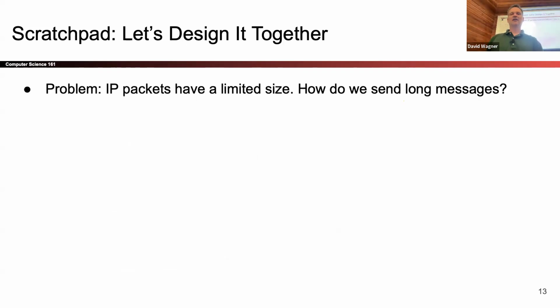So I suggest we figure out together how you might design a protocol like TCP to solve some of these shortcomings of IP. The first shortcoming is that IP packets are limited in size. They can only be a maximum of, 1,500 bytes would be a typical length. Can't send any packet longer than 1,500 bytes of data. But I may want to download files that are larger than 1,500 bytes. So what do we do?